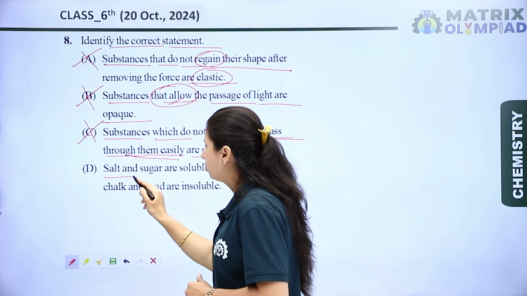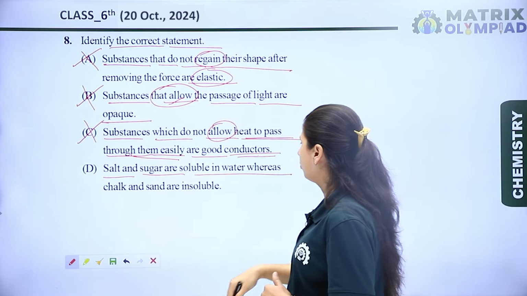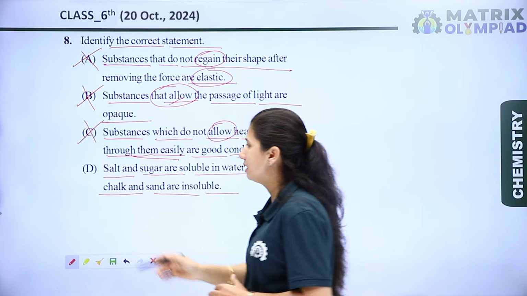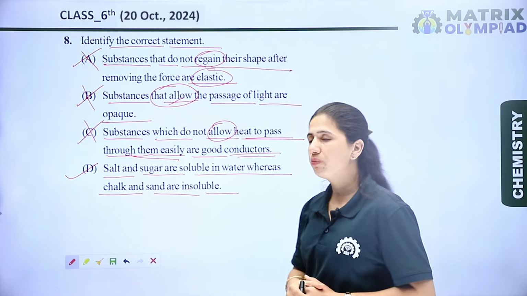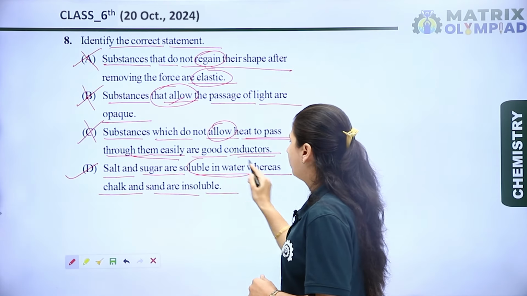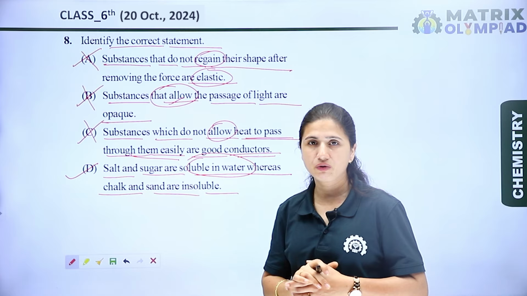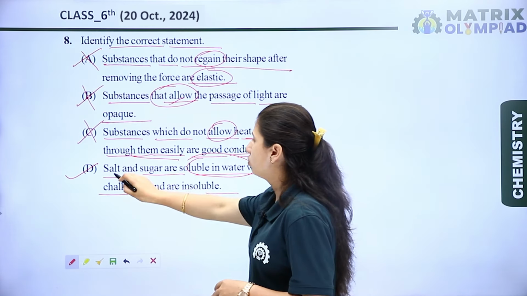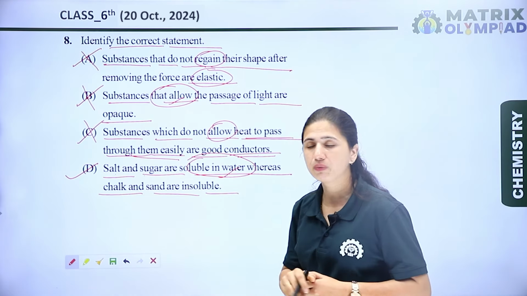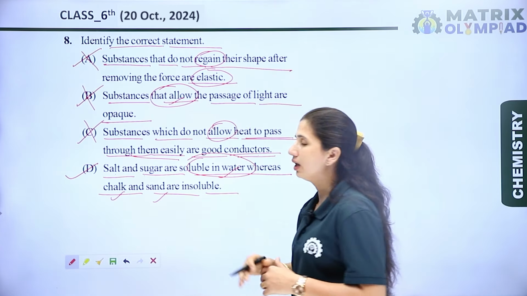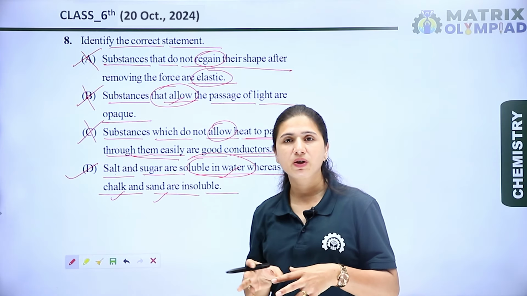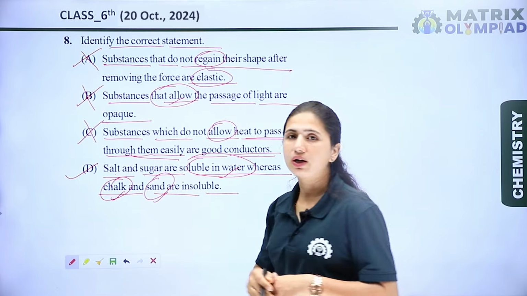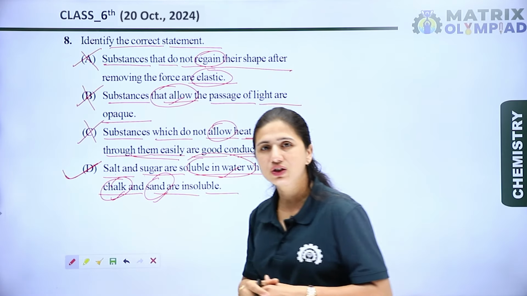Now the next one is, salt and sugar are soluble in water, whereas chalk and sand are insoluble in water. Yes, this is completely a true statement. When we put salt and sugar in water, they form a true solution. It means they form a homogeneous mixture, and because of that, salt and sugar are soluble in water. But when we put chalk and sand in the water, because of the formation of a suspension, they do not dissolve in water, and these substances settle down in the water. So option D is the right option for this question.